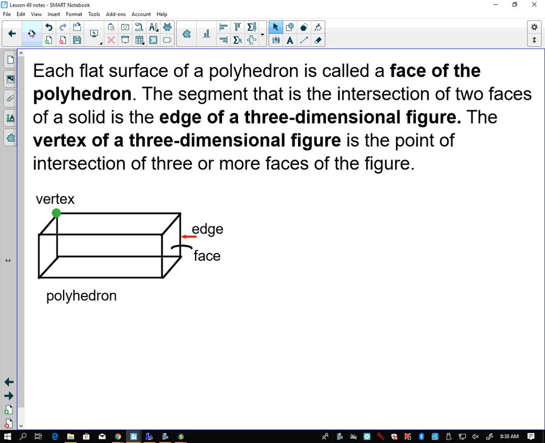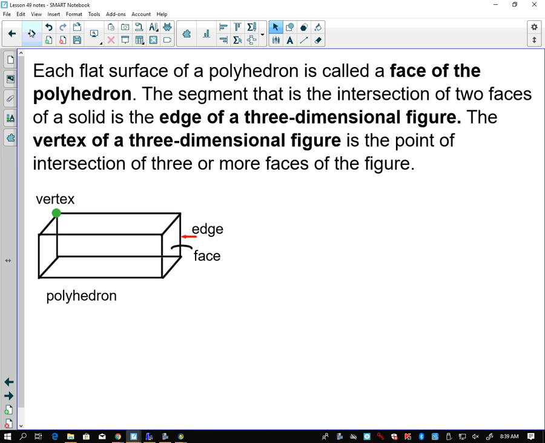All right. So a vertex is where three or more edges come together. An edge, I think we can identify a lot of these things. Edges are where two sides meet, and a vertex is where three edges meet, okay?